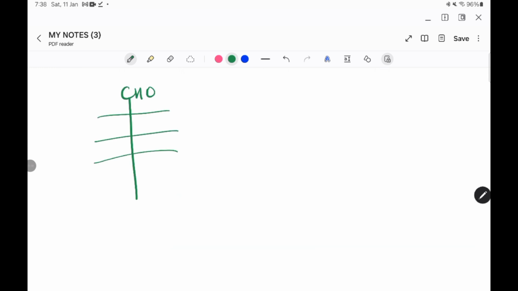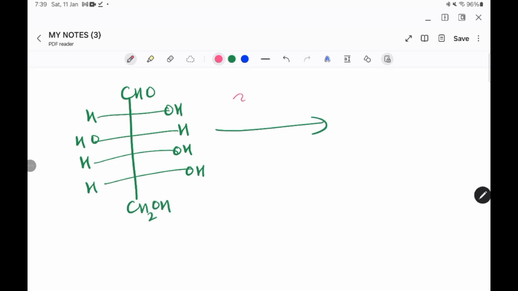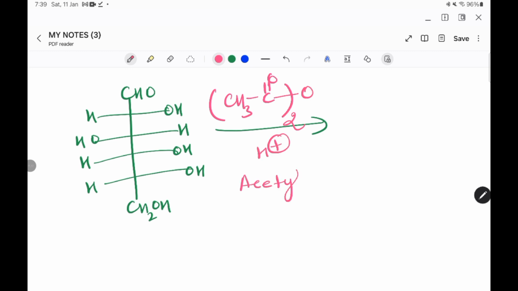So here we have HOH, HOH, HOH and again HOH, plus we are going to draw here CH2OH, and we are going to do this reaction in the presence of acetic anhydride, which can be written as (CH3CO)2O, in the presence of concentrated H2SO4. This reaction is called an acetylation reaction.